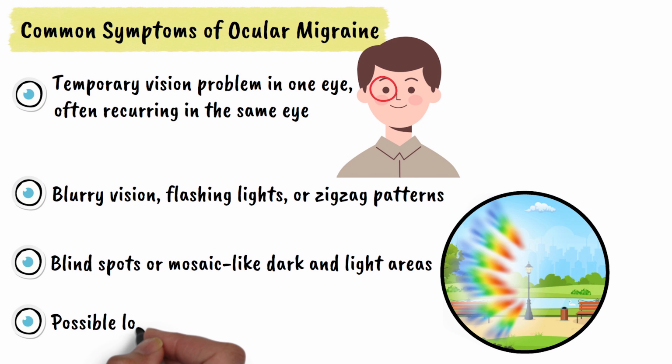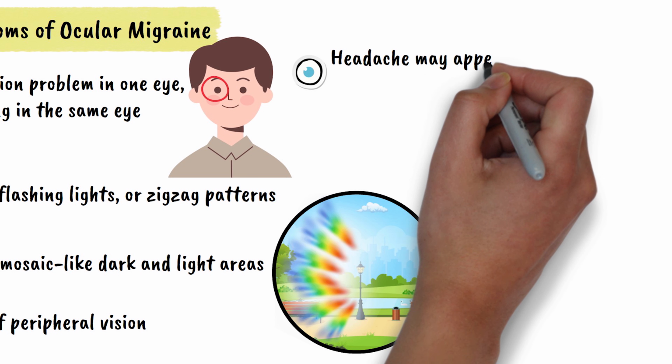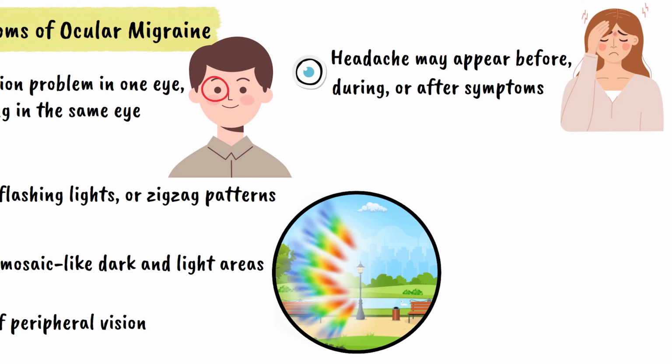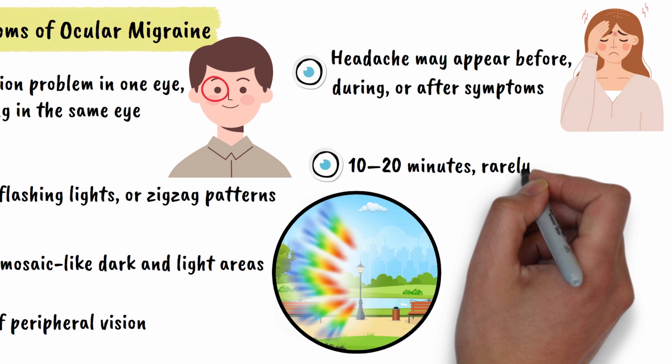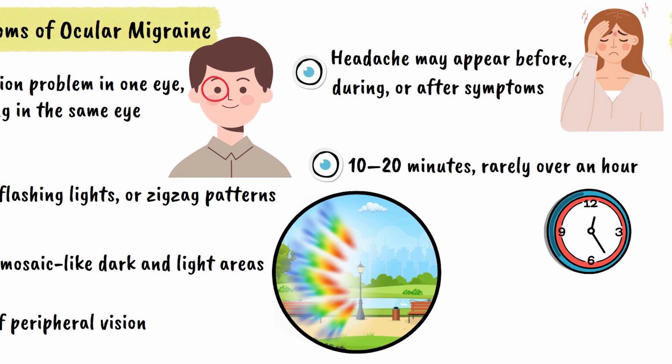You could also experience loss of peripheral vision, which means you lose sight at the edges of your visual field. A headache may occur before, during, or after the vision loss happens. These vision symptoms typically last between 10 to 20 minutes, though sometimes they can last longer. It is rare for symptoms to persist beyond an hour.